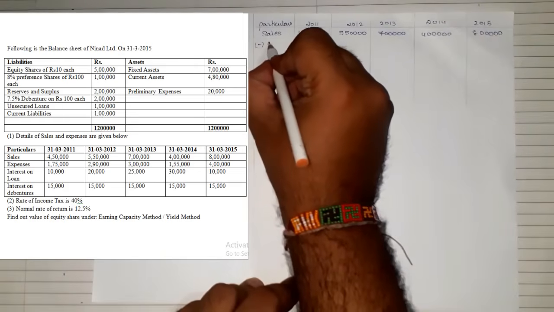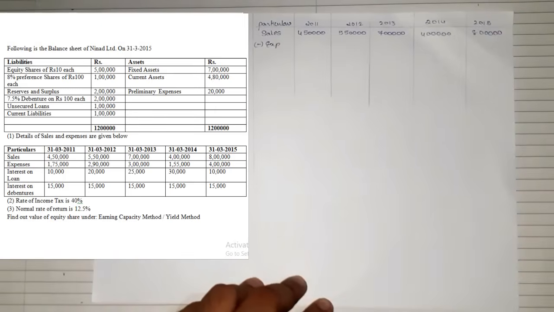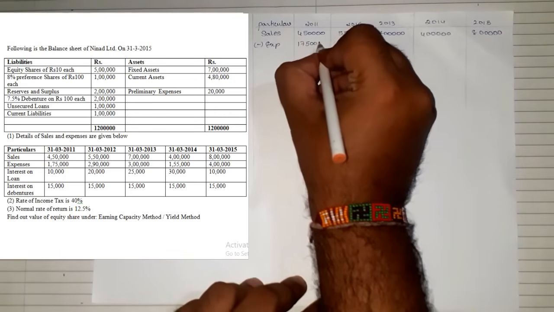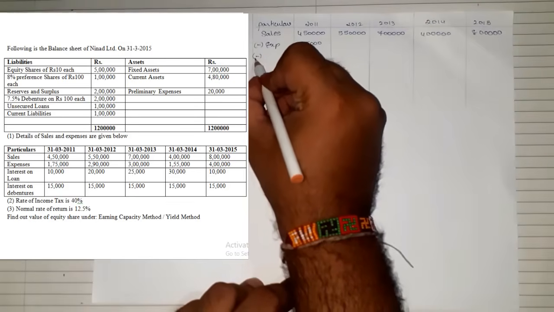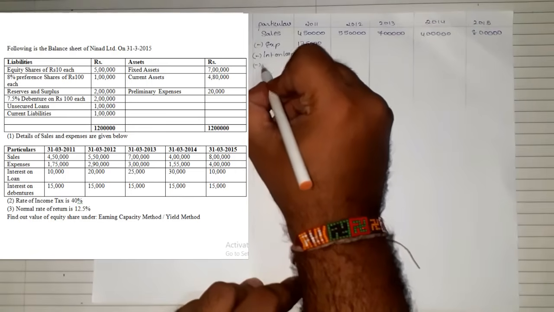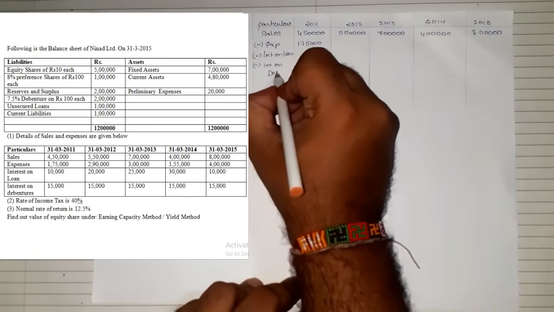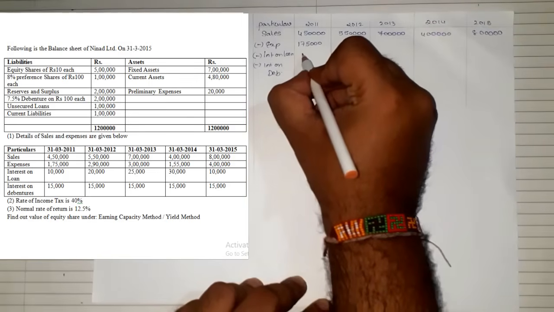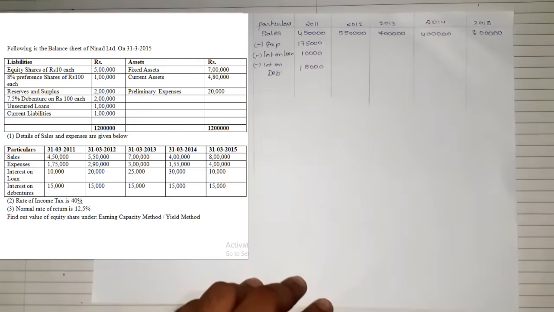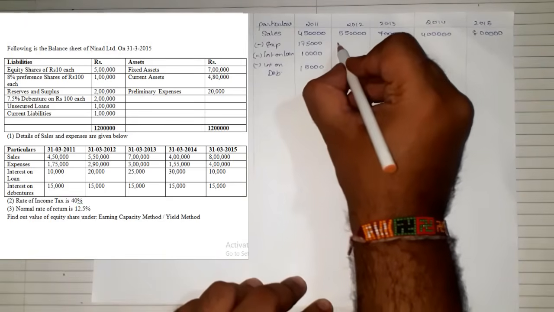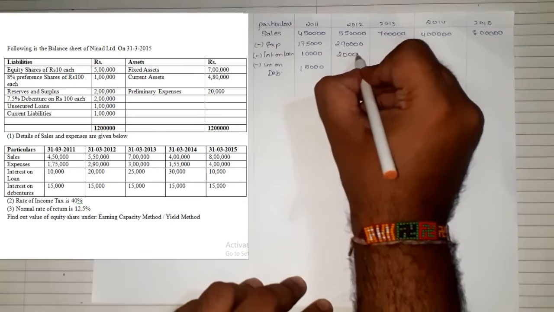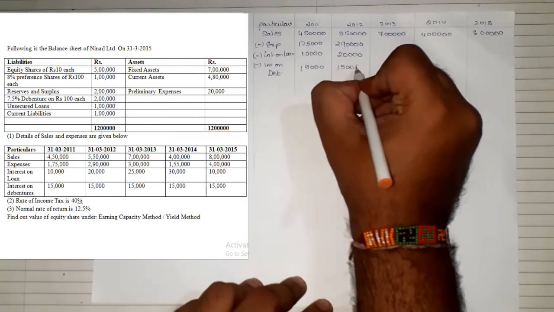From that, we have to deduct all our expenses. Now they are giving you expenses as 1,75,000. We also need to deduct interest on loan and interest on debentures. So interest on loan for the first year is 10,000. Interest on debenture is 15,000. For the second year, it is expense of 2,90,000, 20,000 and 15,000.